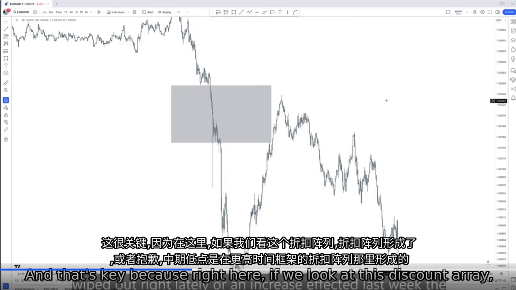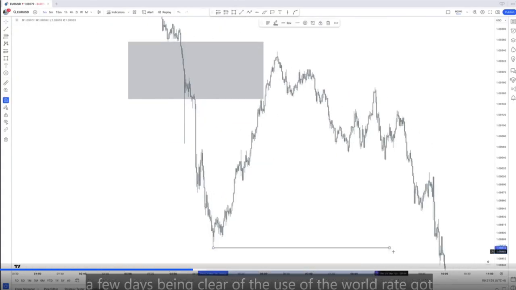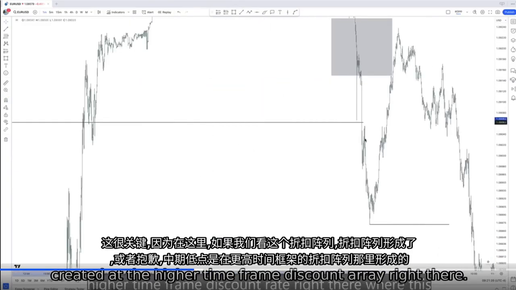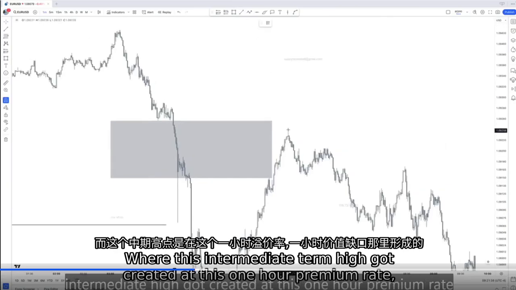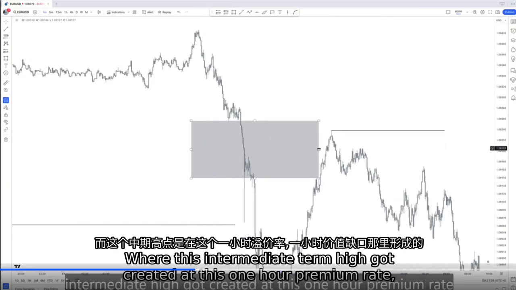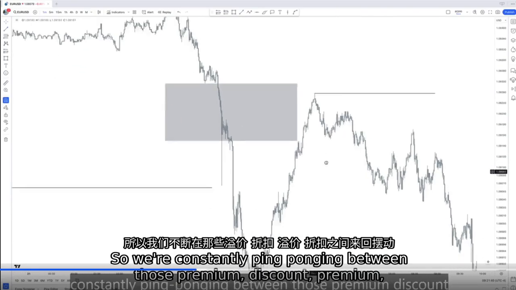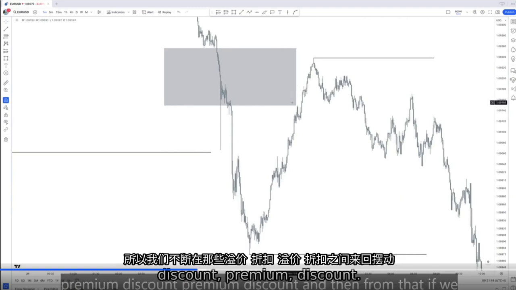And that's key because right here, if we look at this discount array, the intermediate term low got created at the higher time frame discount array right there, where this intermediate term high got created at this 1 hour premium array, 1 hour fair value gap sitting right there. So we're constantly ping-ponging between those premium, discount, premium, discount, premium, discount.